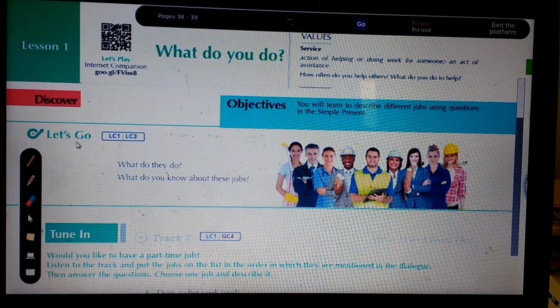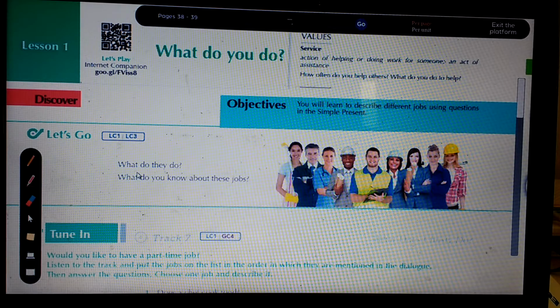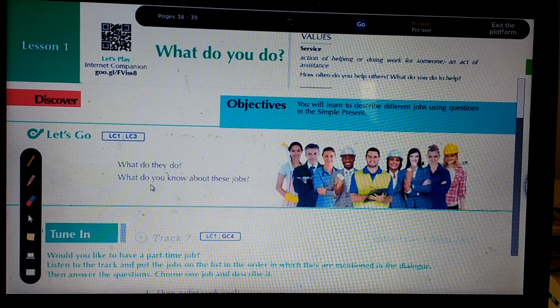Then we have the Let's Go section, where we have 2 questions to make a warm-up. Este es nuestro calentamiento. First of all, what do you do? For example, in my case, I'm a teacher. I teach guys from high school to speak English or to learn English grammar. This is my subject. And then it says, what do you know about these jobs?